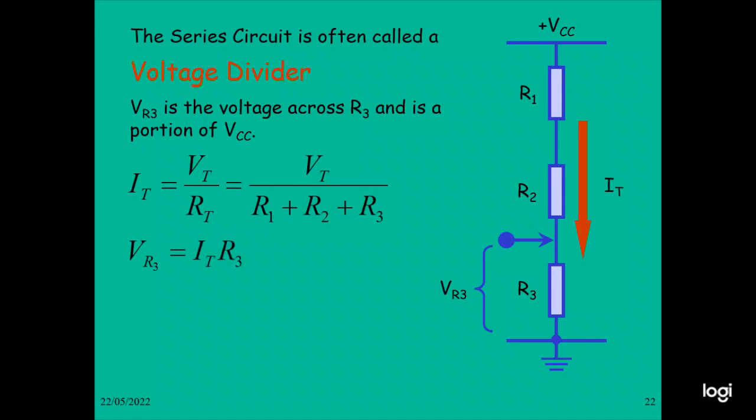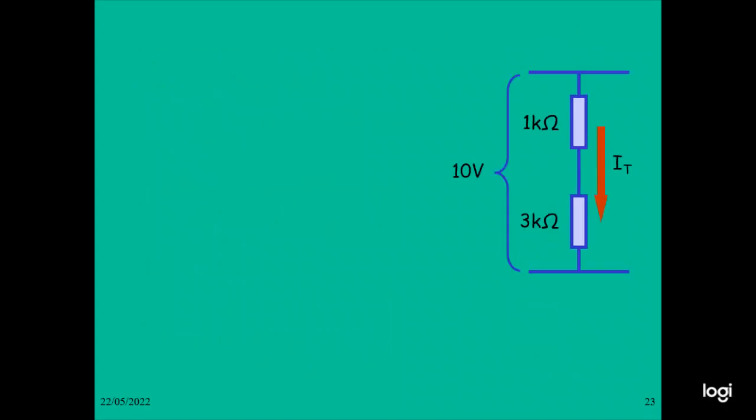So VD divided by R1 plus R2 plus R3 gives the total current I. VR3 is equal to ID multiplied by R3. Therefore, you get VR3 equal to VD multiplied by R3 divided by R1 plus R2 plus R3.